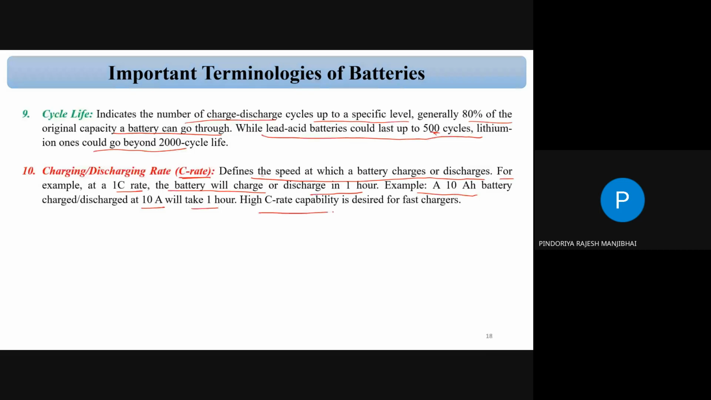High C rate capability is desired for fast charging, so maybe 2C, 3C, 4C. Correct? But again, there is an issue with battery life. Okay, so yes, technology is going on. Maybe with a higher C rate we will get a faster battery charge, but again there is an issue with battery life. Okay, that is the charging rate.